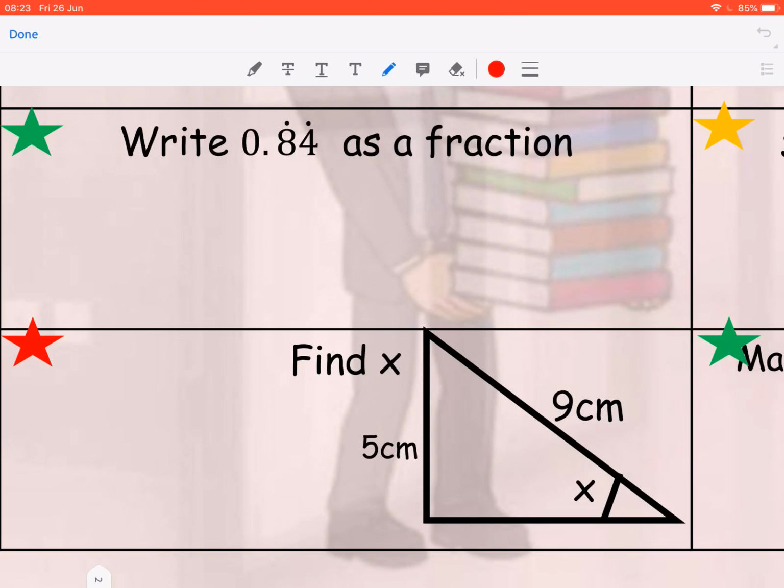Right, write 0.84 recurring as a fraction. That is x equals 0.848484 going on all day. That's what it looks like.